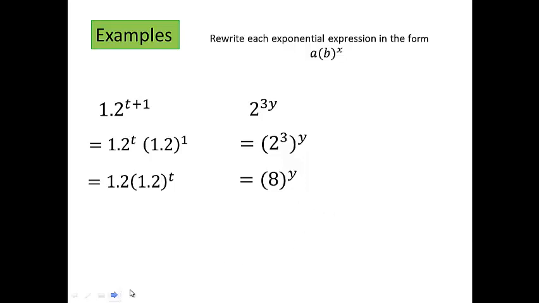Let's do one more. We have 7 times 1/3 to the x minus 3. The only issue here is the -3, right?